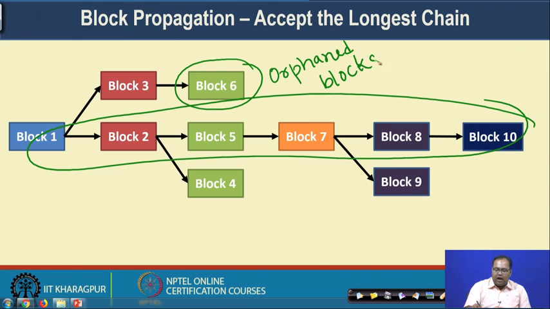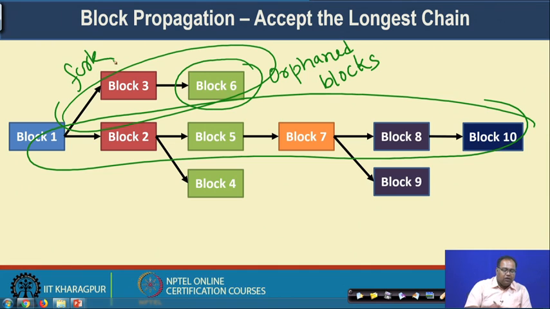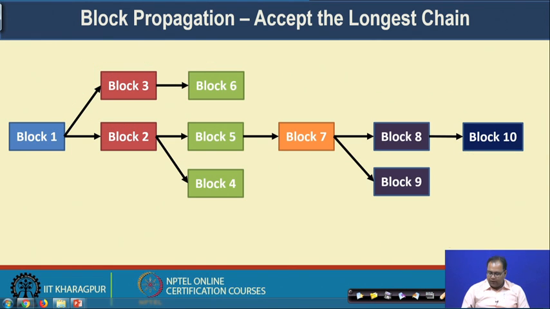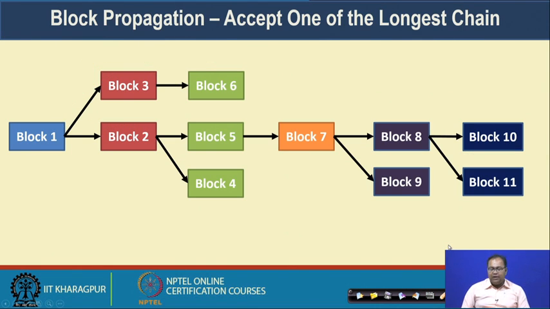These are termed orphan blocks, and a different path other than the longest chain is known as a fork. So, this is the longest chain and these are the forks. You always accept the longest chain and you ignore the forks. Now, as I have mentioned, sometimes you may have 2 different chains of the same length. If there are 2 different chains of the same length, then you accept the chain which has been broadcast by more peers.